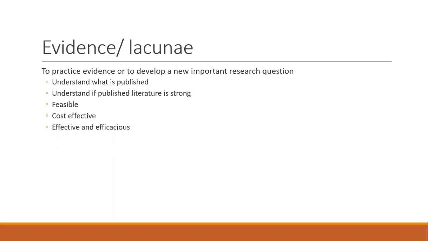So to practice evidence or to develop a new important research question, what do you need to know? You need to know what is already published. You don't want to keep on reinventing the wheel. So you want to know what is published. You want to know if what is published is strong, which means does it clearly say that XYZ is the treatment of choice for OME? Does it say something like that? If not, is it strong enough to say that it is not? It can be either way.